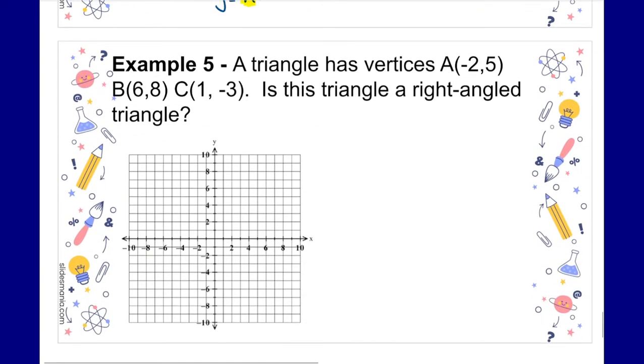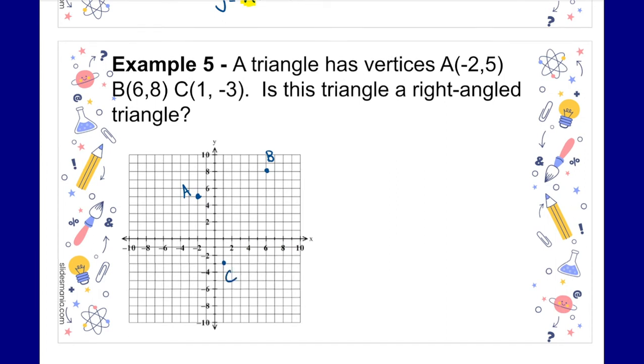Lastly, example 5. A triangle has vertices A, which is the point -2, 5, B, which is the point 6, 8, and C, which is the point 1, -3. So we want to determine, is this triangle a right angle triangle? Now, you may have no idea where to begin, but because we're given some points and we're given a graph, let's at least plot those points and see what we get. So -2 and 5 is point A, B is 6 and 8, and C is 1 and -3.